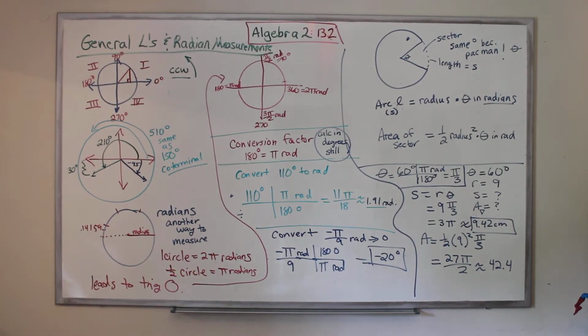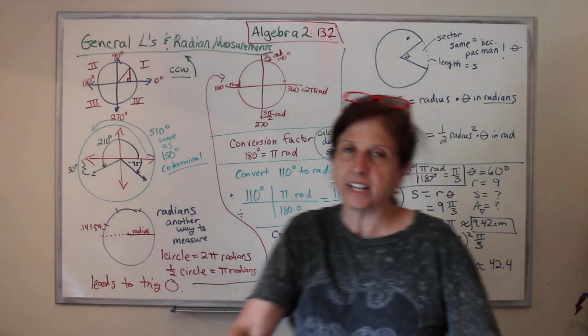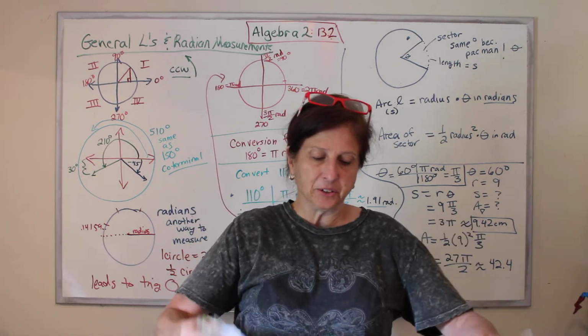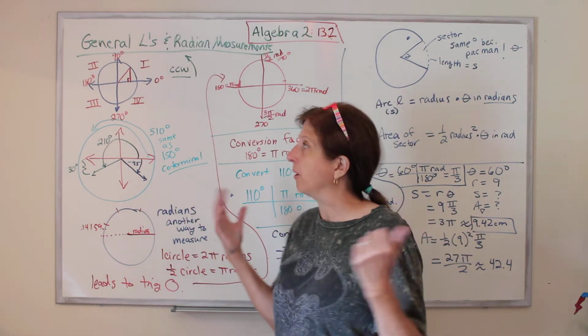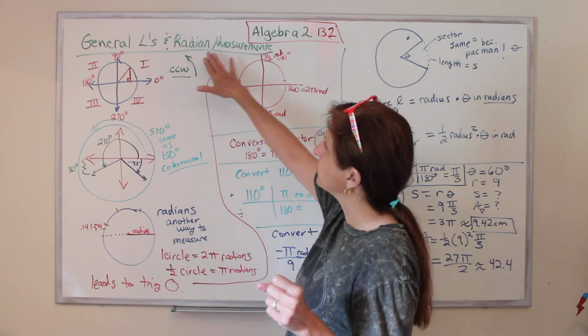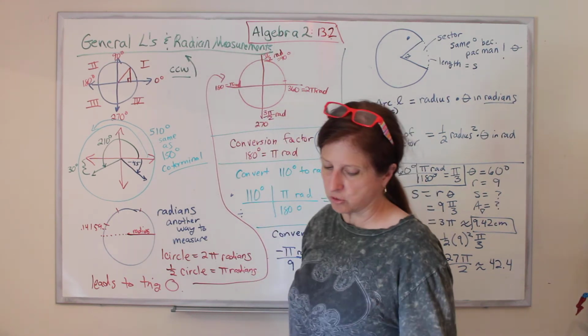Welcome back to Algebra 2, Chapter 13, Section 2 in this book. And we've been talking about trigonometry. Don't we feel smart? Alright, so this is called General Angles and Radian Measurements.